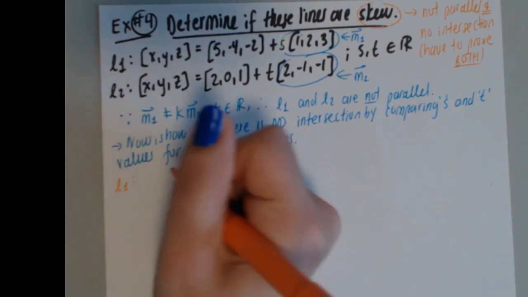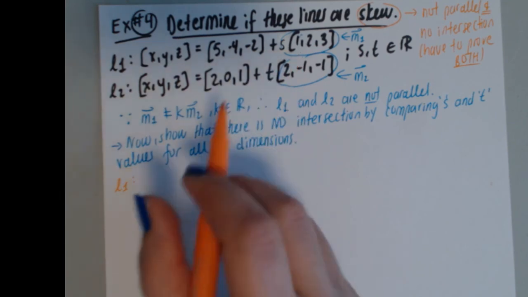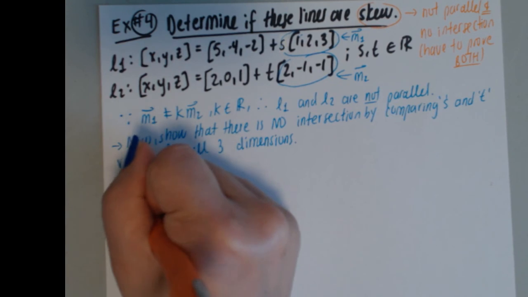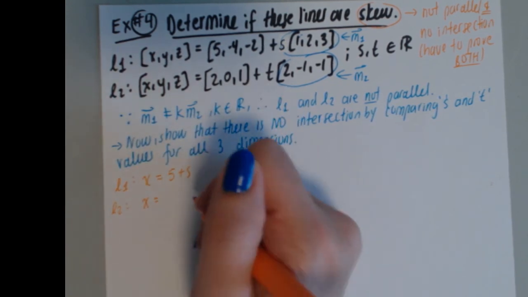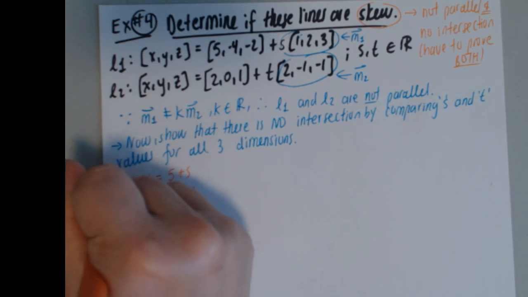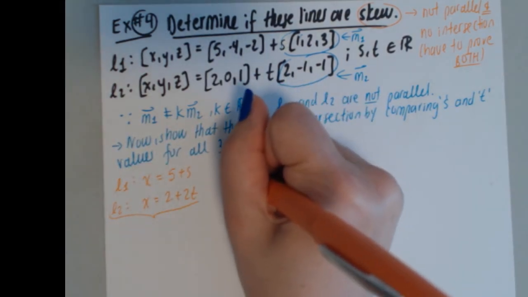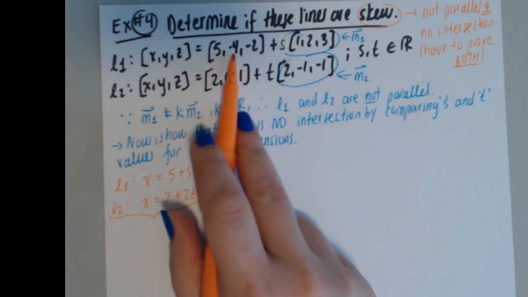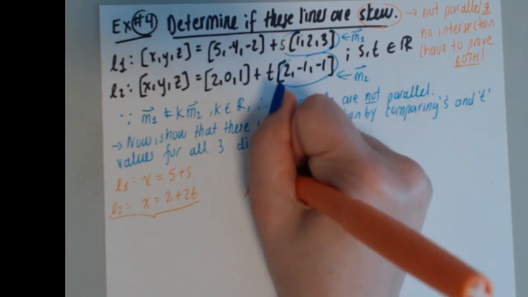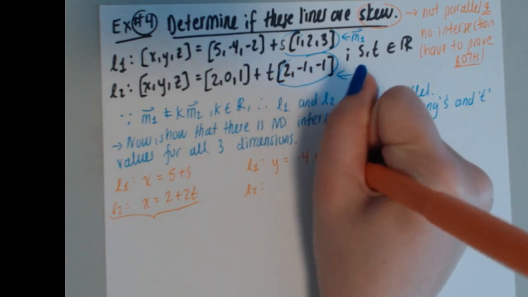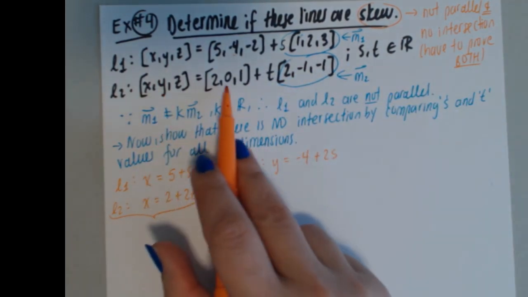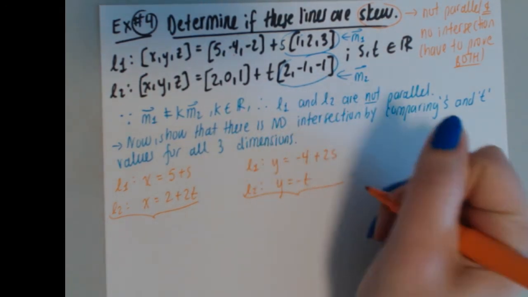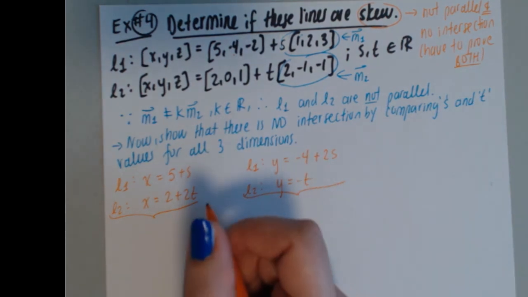All right, so here we go. L1 for X. X is equal to 5 plus S. Okay, for L2, we're going to have X is equal to 2 plus 2T. All right, let's do Y. L1 and L2. So for L1, we've got Y is equal to -4 plus 2S. And for L2, Y is equal to 0 minus T. So you can just say Y is equal to minus T. All right, set the equations equal to each other.